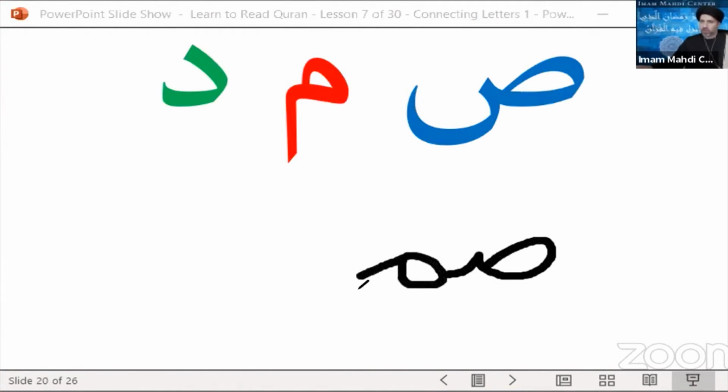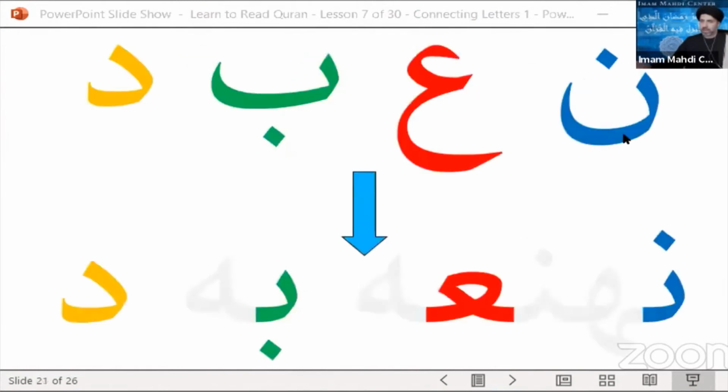And now we're going to write the dal right here at the extension of the mim. And there is your completed joined word. On to our next one. Here now we have a 4-letter word. But it's the same thing. No matter how many letters, it's always the same.